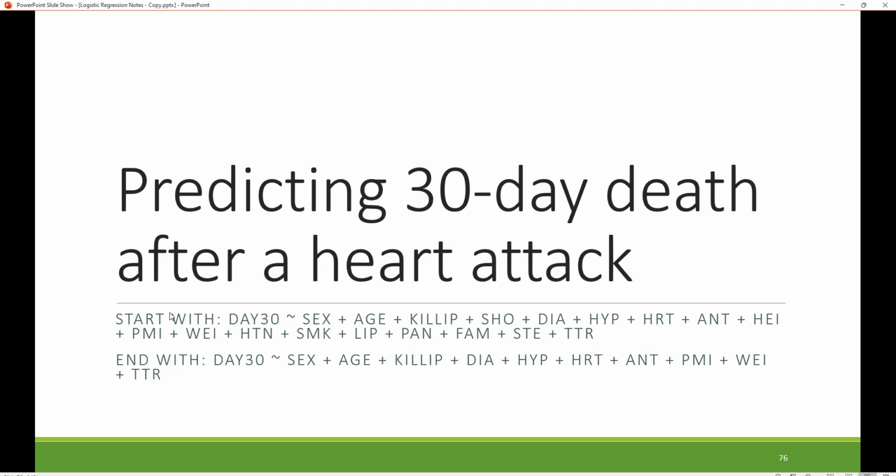We'll begin with a larger model with more predictors, and our model will be death on the 30th day by the following predictors, and we're going to end with a smaller model, and that's again death at the 30th day defined by about 10 predictors.